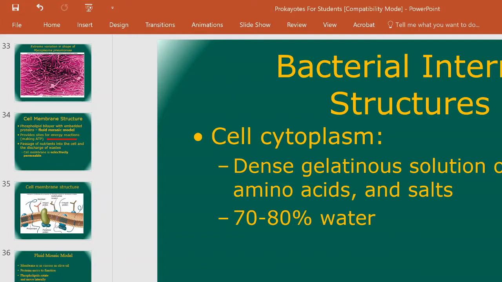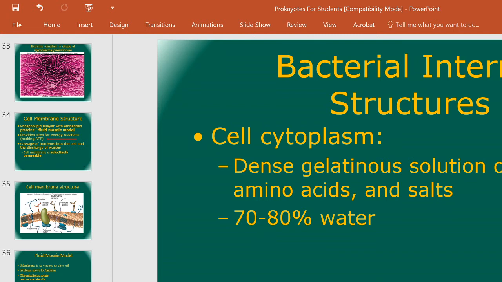All right, this is the second part of the prokaryotics PowerPoint section that I'll review with you guys. So we finished up with the cell membrane, and so now we're ready to move to the inside of the prokaryotic cell or the bacterial cell. So the first internal structure is going to be the cytoplasm.